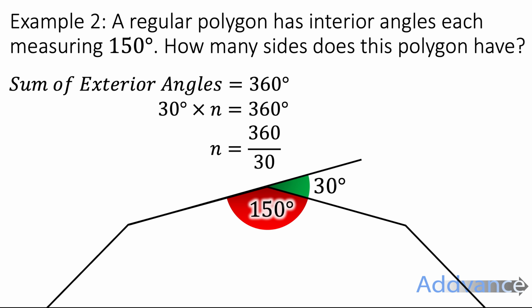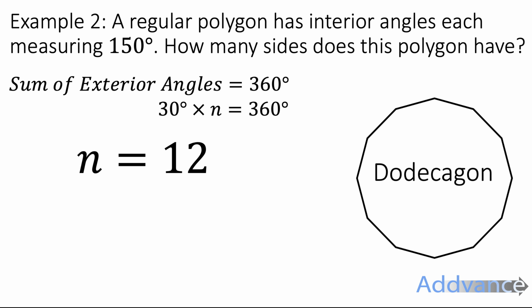So we can divide by 30, and 360 divided by 30 is the number of sides or the number of angles. 360 divided by 30 is 12. And we know that this shape has 12 sides and it's a dodecagon. Dodecagon is the name of a shape with 12 sides.